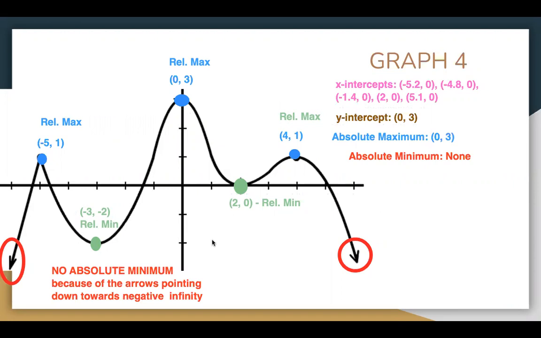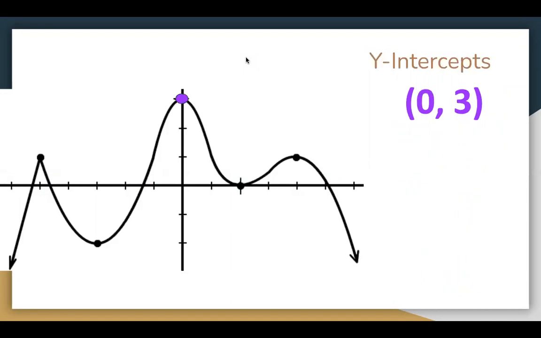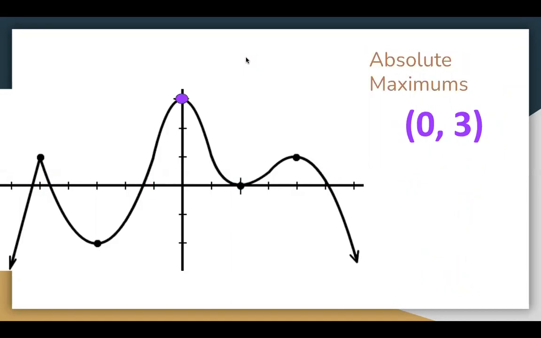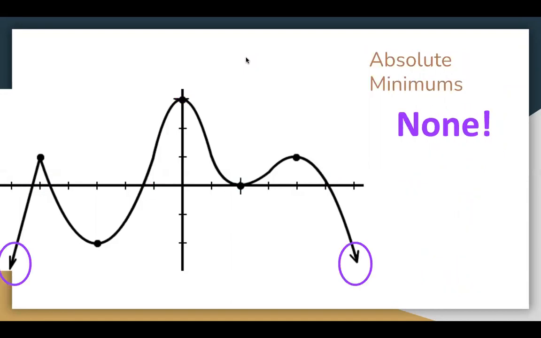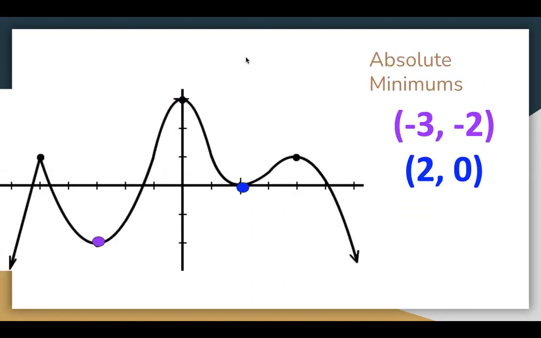Let's move on to graph number 5 now. Got our x-intercepts, y-intercepts, maximum, no min because of those arrows, relative maxes, and relative mins. That should say relative.